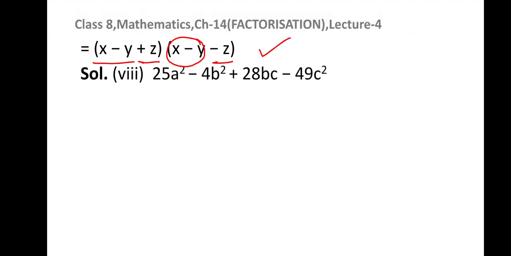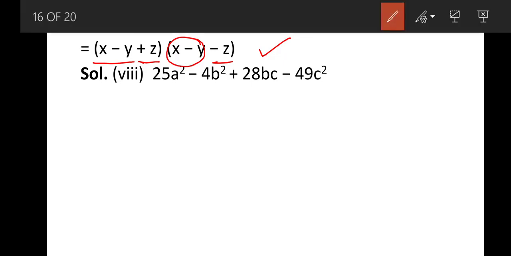Coming to the solution of the 8th part, that is 25a square minus 4b square plus 28bc minus 49c square. Dear children, if you observe or analyze this question, this is a perfect square, this is a perfect square, and this is also a perfect square. But we have one more term consisting of b and c variables along with it.